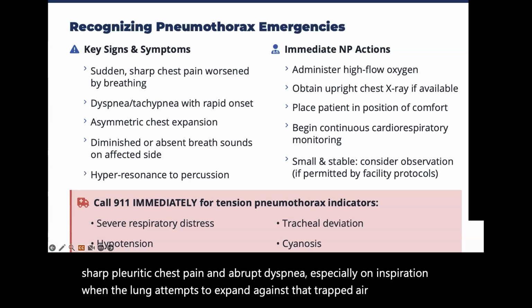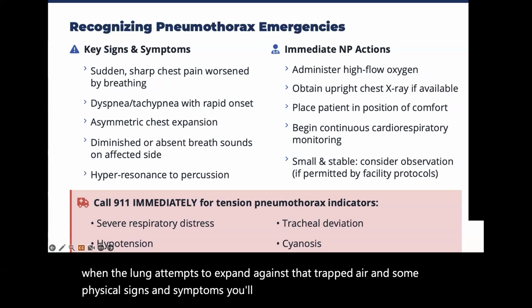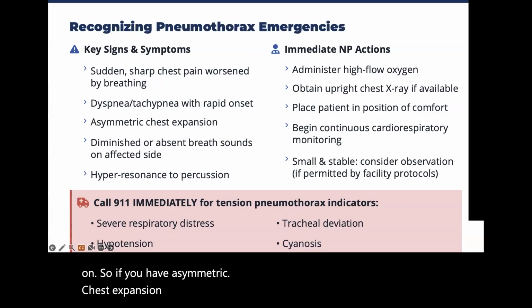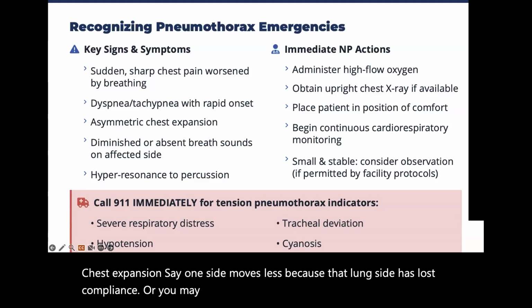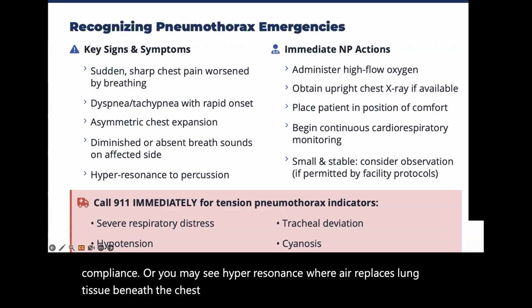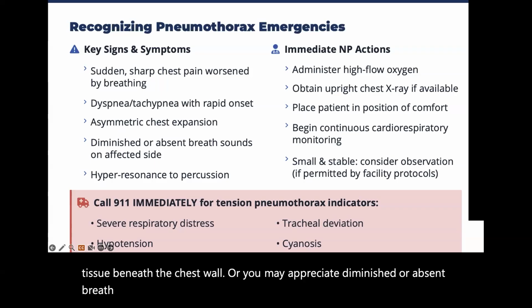And some physical signs and symptoms you'll see will correspond with what's going on. So if you have asymmetric chest expansion, say one side moves less because that lung side has lost compliance, or you may see hyperresonance where air replaces lung tissue beneath the chest wall, or you may appreciate diminished or absent breath sounds. Air in the pleural space blocks transmission of breath sounds from the lung parenchyma.